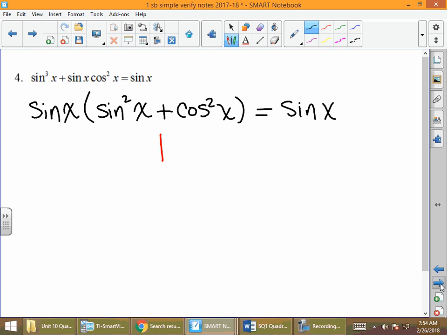We still have our sine x outside of the parentheses, but now look, sine of x times 1 is sine of x, and before we know it, we have this identity verified.